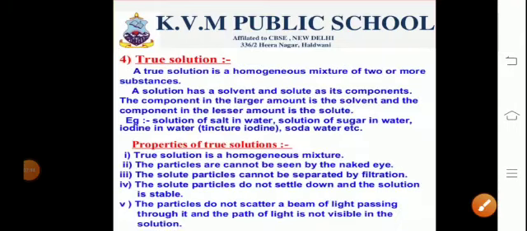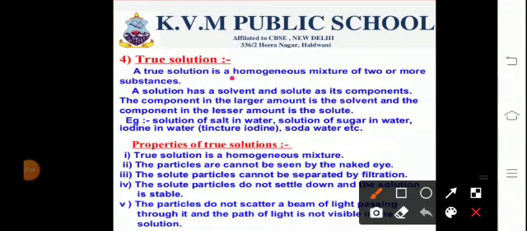Talking about the true solution, they are the homogeneous mixtures. Solution has got two components. The larger proportion is referred to as solvent and the smaller is solute. So solute occupies lesser amount and the solvent a larger proportion. Example, tincture iodine, soda water, to cite a few examples.